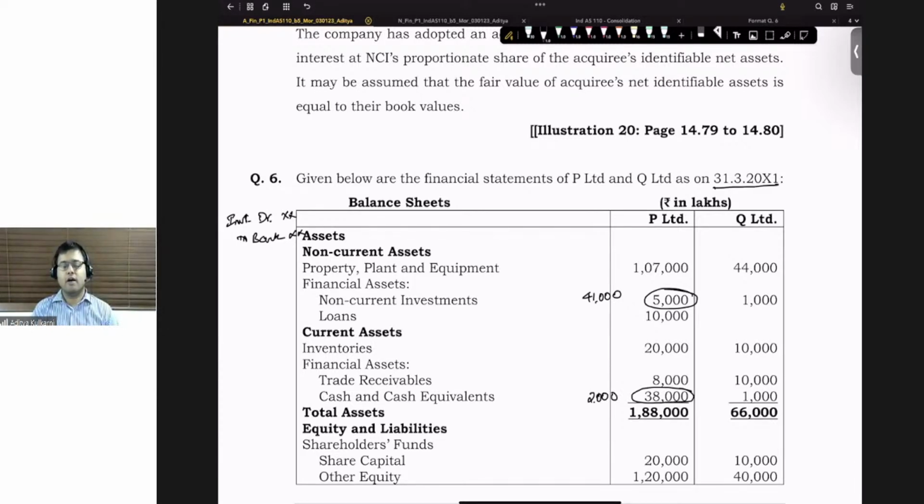So therefore, you are having your fresh balance sheet as on 1st April, immediately after acquisition, to reflect these figures. Non-current investments at 41 and cash equivalents at 2,000. So this is the adjustment that you will do in this case. And now with this balance sheet, we will come to our format.